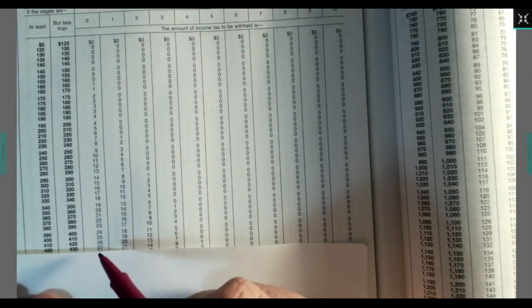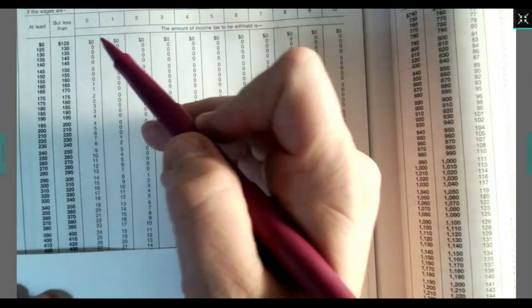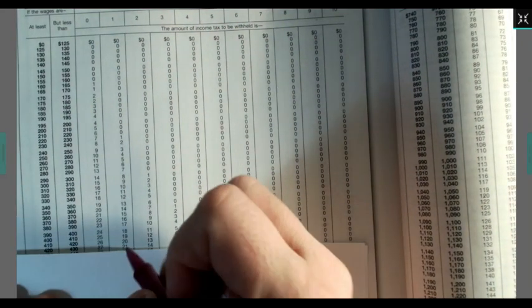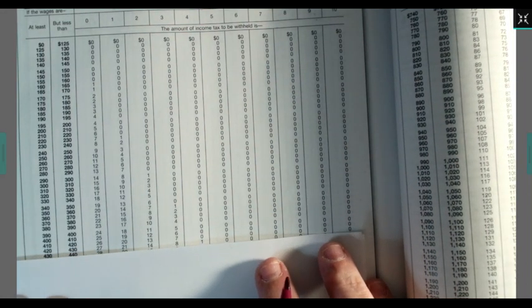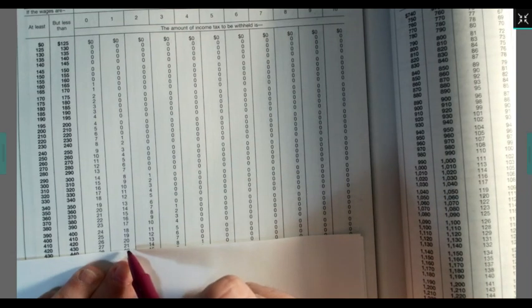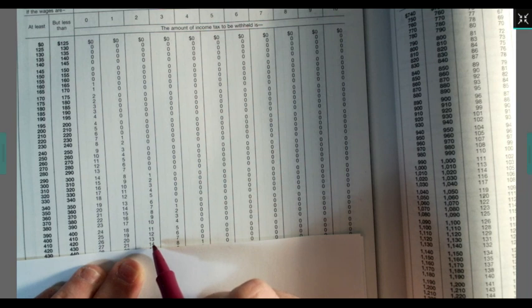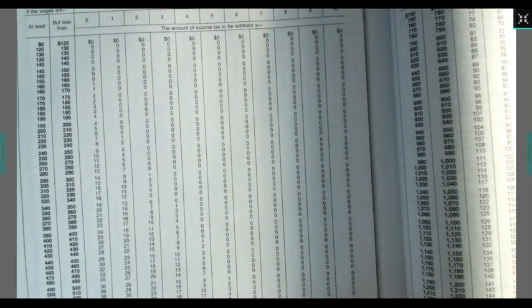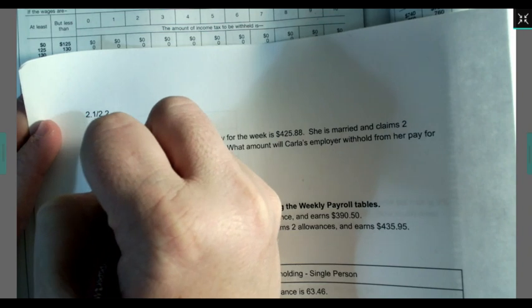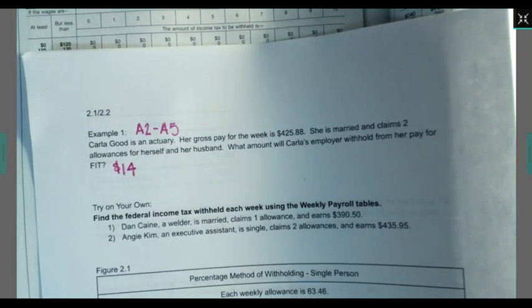And notice that this first column here says allowances of 0. Well, it told me she had 2 allowances. Make sure we stay on the same line, right? This one is 1 allowance. Well, that's still not Carla. She had 2 allowances. So the amount to be withheld for federal income tax is $14. So my answer here is $14.